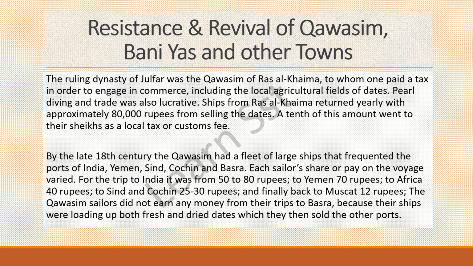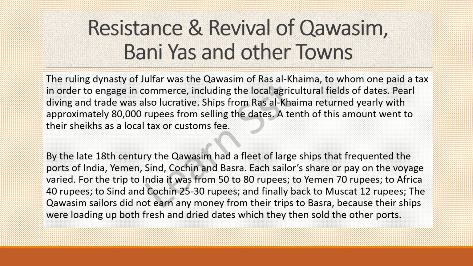The pearl diving and trade was also lucrative. Lucrative means it was in prosperity, or it was the main occupation, one of the main occupation of the people during that time. Ships from Ras Al Khaimah returned yearly with approximately 80,000 rupees from selling the dates.